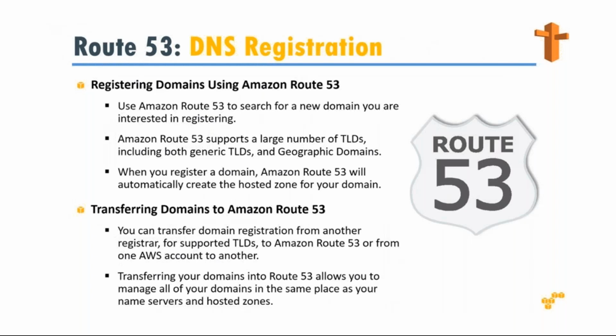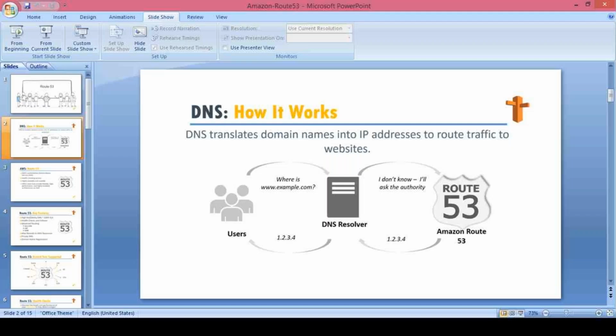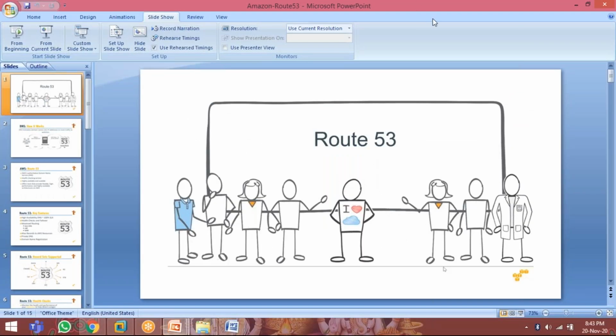So transferring domains to Amazon Route 53. If you have your own domain, you can transfer the domain to Amazon Route 53. Transferring your domains to Route 53 allows you to manage all your domains in the same place as your name servers and hosted zones. So whatever your own domain is, without changing any information, as it is, you can put it into Amazon Route 53. So this is Amazon Route 53.